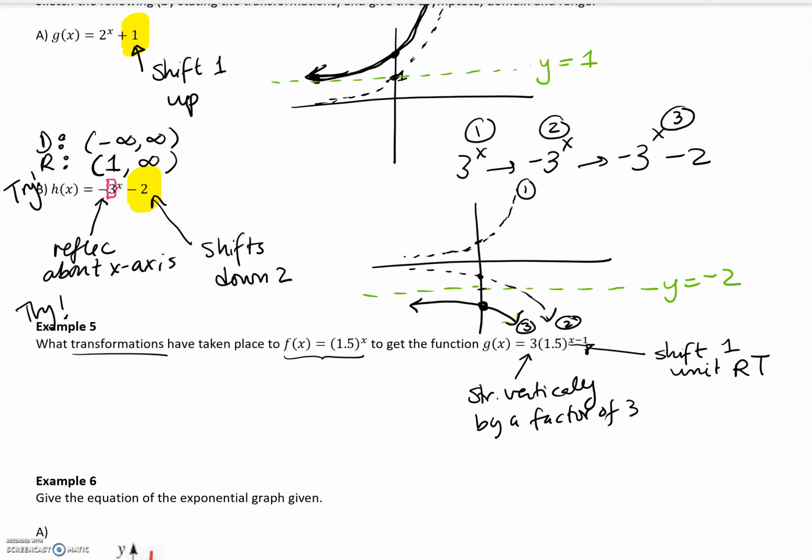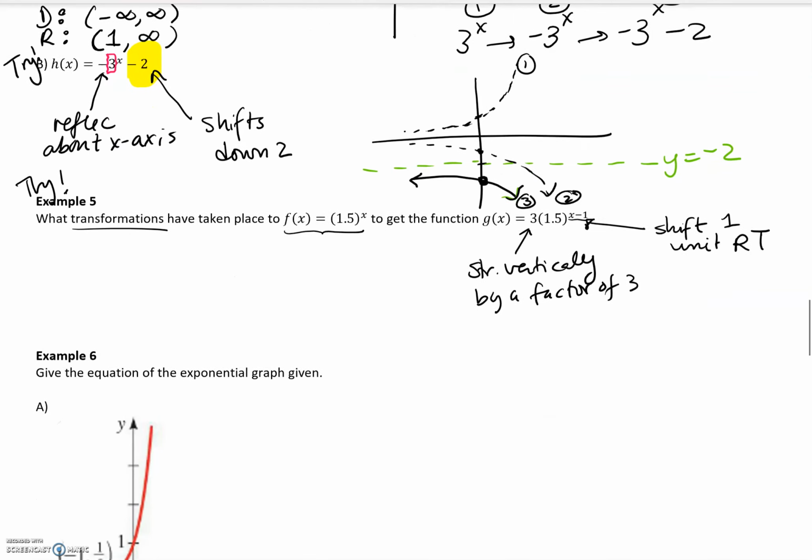What transformations take place for that function? For the graph, you can put it in your TI and see that it's going to be a growth.